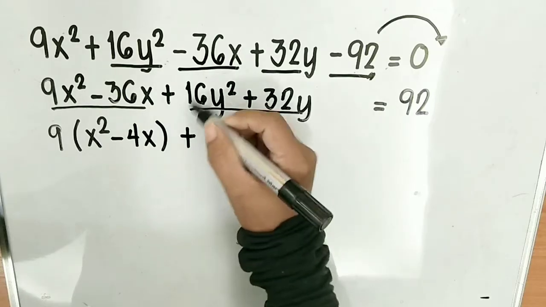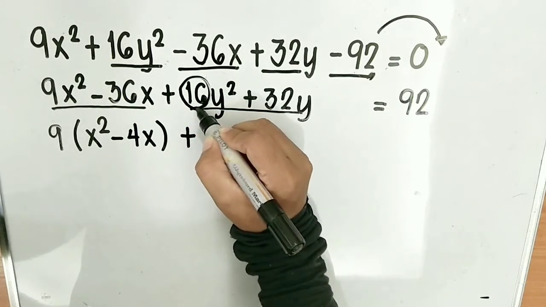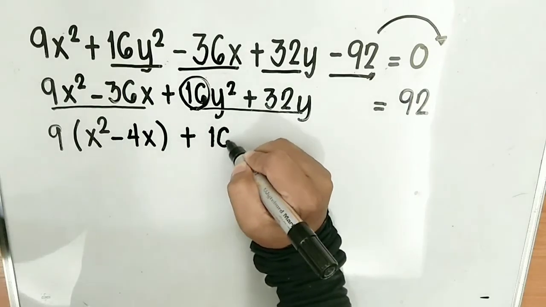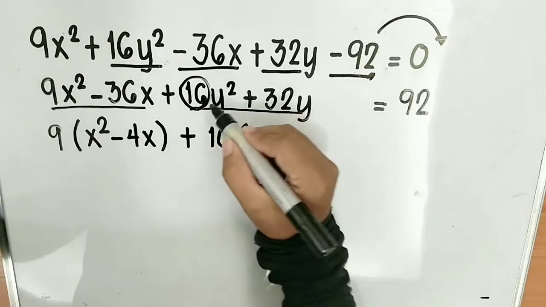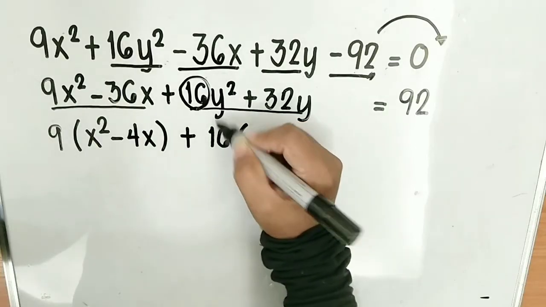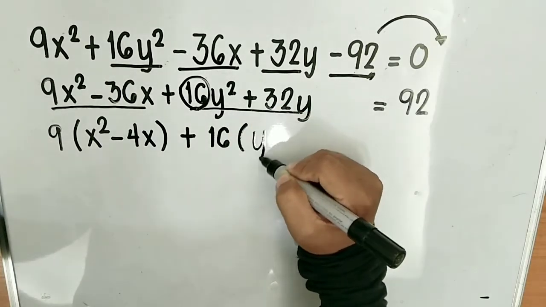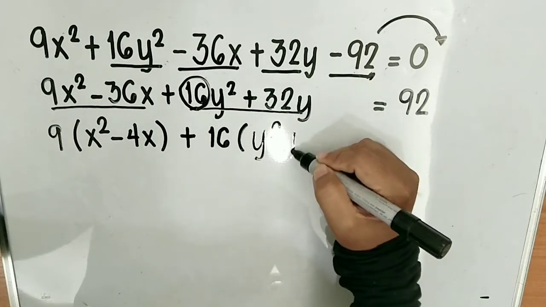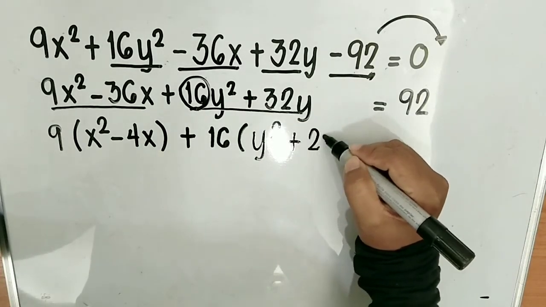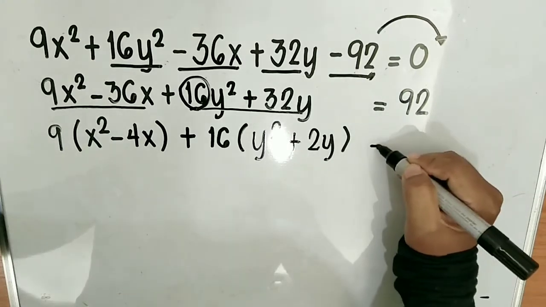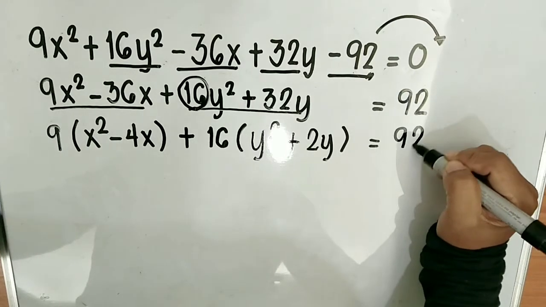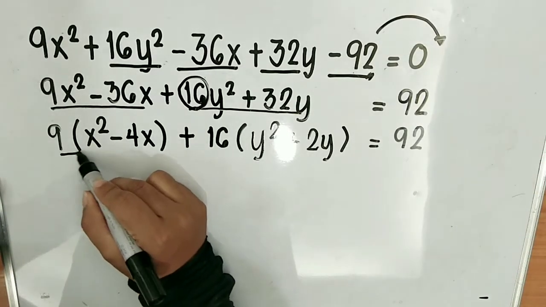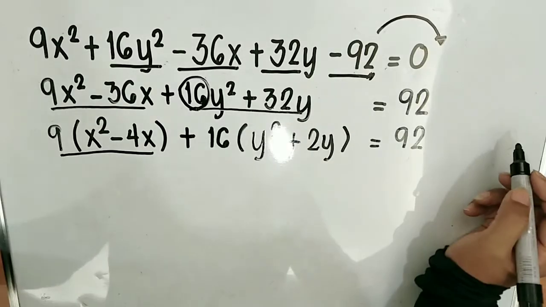On the other hand, we will put it outside. The numerical coefficient of y squared is 16. So we will put 16 outside the parentheses. Then 16y squared divided by 16. The remaining term will be y squared. Next, 32y divided by 16. Answer is positive 2y. And copy positive 92.